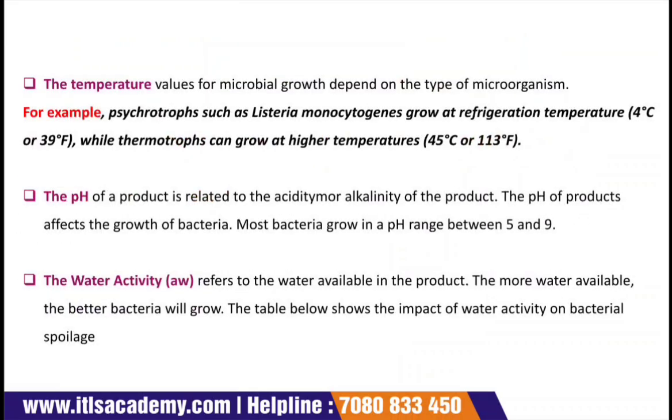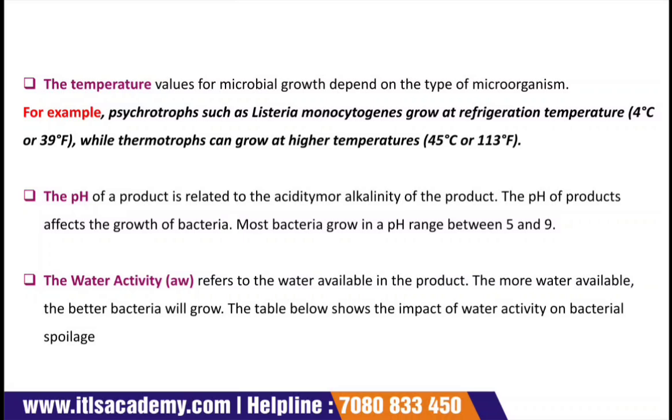Let us take an example again to understand this. Temperature: I'm repeating again and again, but all these things I have mentioned in my previous lectures, number 6 and 7, so you can refer to them. The temperature values for microbial growth depend upon the type of microorganism. Depending upon temperature, microorganisms are divided into categories: psychrophiles, thermophiles, and mesophiles. Psychrotrophs such as Listeria monocytogenes grow at refrigeration temperature, that is 4 degrees centigrade or 39 degrees Fahrenheit, whereas thermophiles can grow at a much higher temperature, 45 degrees centigrade or above.